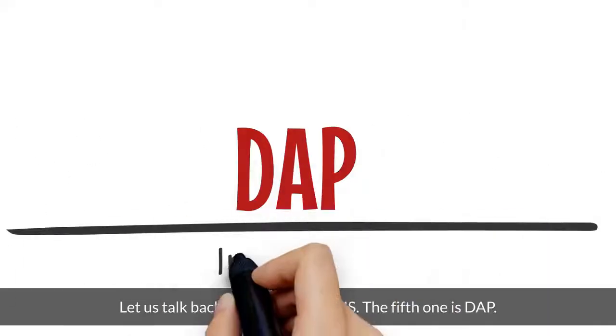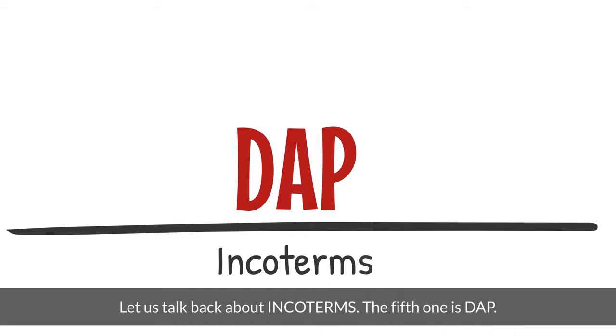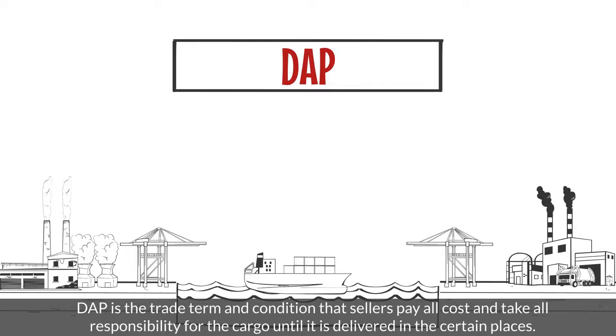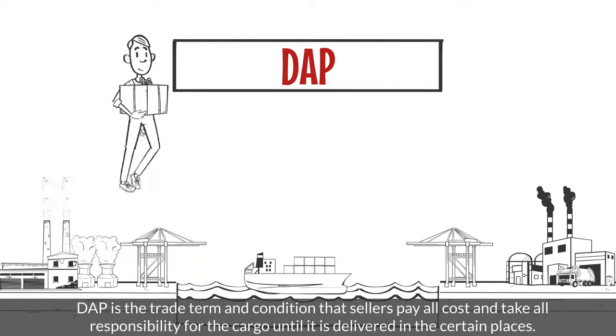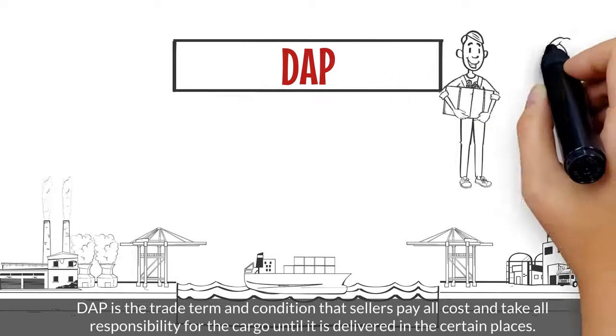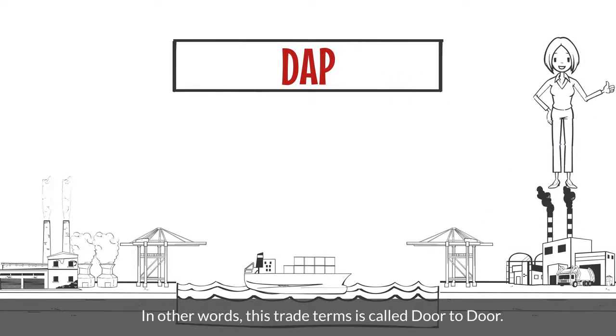Let us talk back about INCOTERMS. The 5th one is DAP. DAP is the trade term and condition where sellers pay all costs and take all responsibility for the cargo until it is delivered to a certain place. In other words, this trade term is called door-to-door.